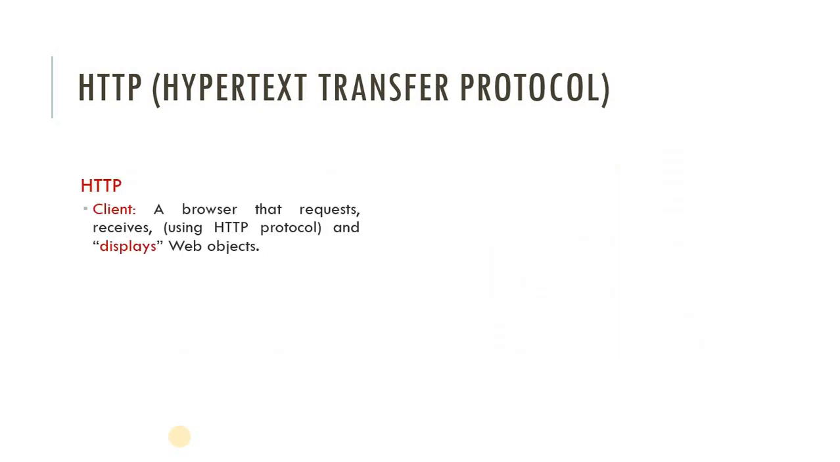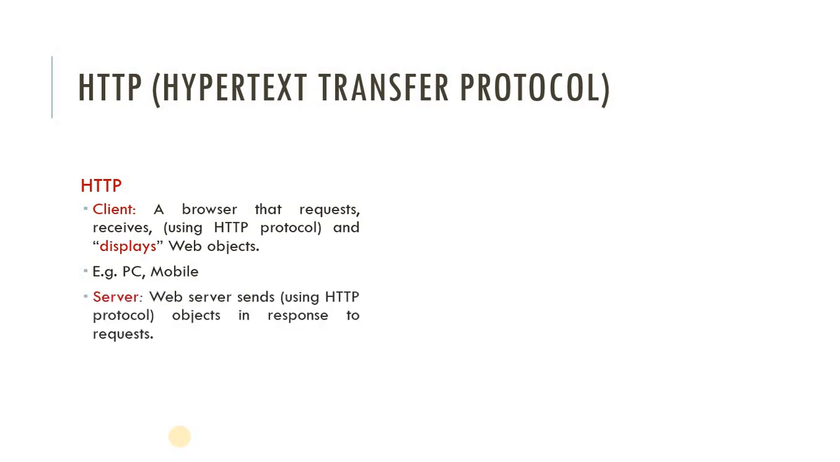Next, what is a client? It is a browser that requests, receives and displays web objects, for example a PC, mobile, laptop, etc. What is a server? A web server sends objects in response to the request. It has a lot of data stored in its memory, for example the Apache web server.